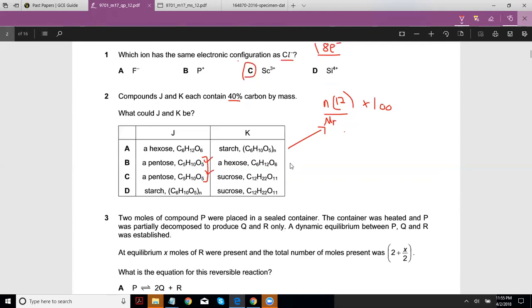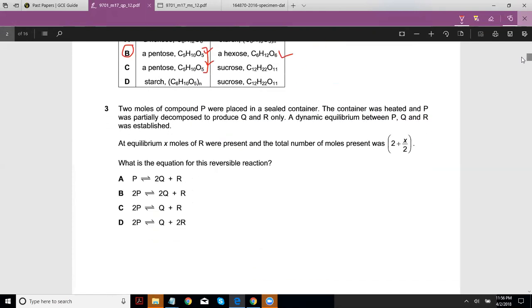So let's start with hexose. 6 into 12 plus 12 plus 6 into 16 for oxygen. So 180. 6 into 12 divided by 180 into 100 gives you 40. So this is good. We just basically plugged it into the formula. You got 2B. Okay. So 3.